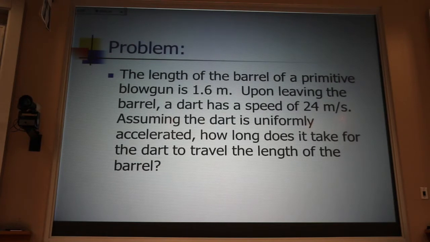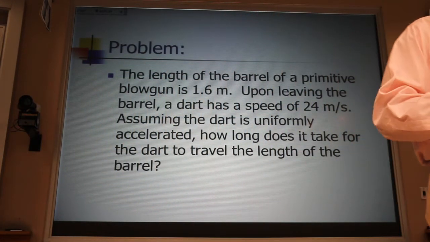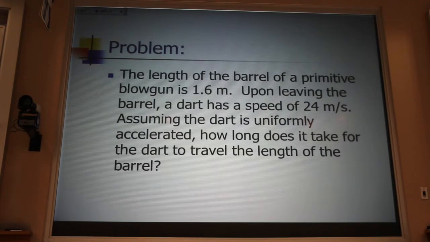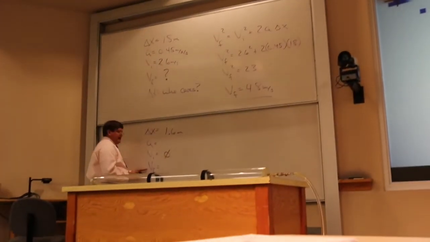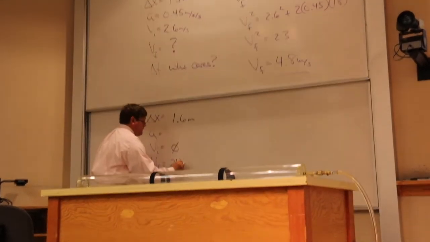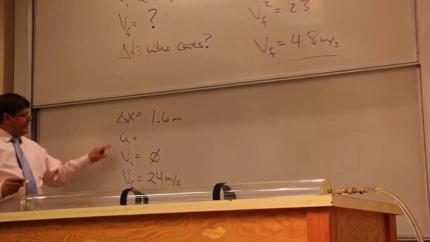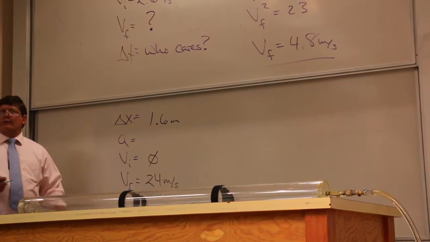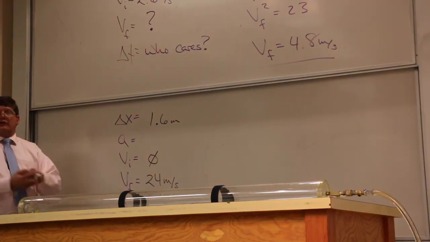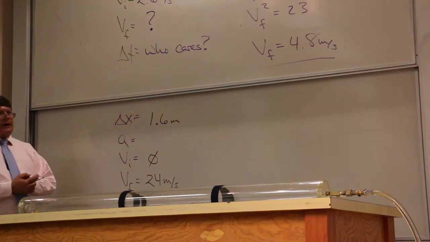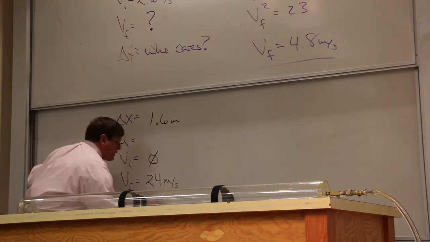How many of you are sitting next to a neighbor who has an answer? Raise your hand. Good. Okay, let's go over it. We know that the dart travels a distance of 1.6 meters, and it starts from rest, and it has a final velocity of 24 meters per second. That leaves two empty spaces, one of which is worth an A in the class and a chance to go to medical school. The other one we don't care about. In this problem, we're asked for the time.